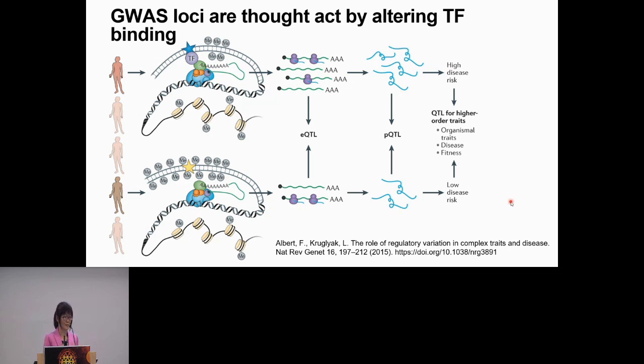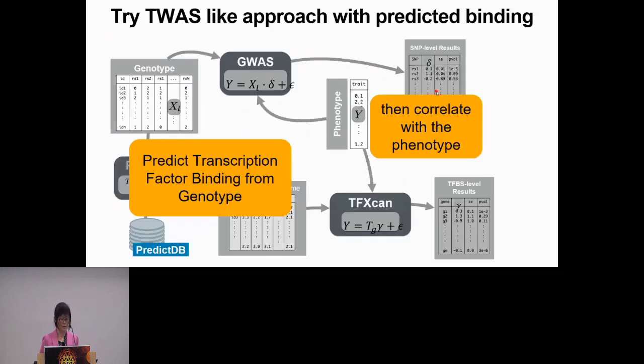So then why not predict transcription factor binding at the GWAS loci and see which one is the causal one? There are tons of them. So that's what we try to do, a TWAS-like approach, where instead of predicting gene expression levels, we predict transcription factor binding from the genotype, and then you can correlate with the phenotype. That will tell you, for each transcription factor binding site, whether this transcription factor in a given tissue is associated with the complex trait.